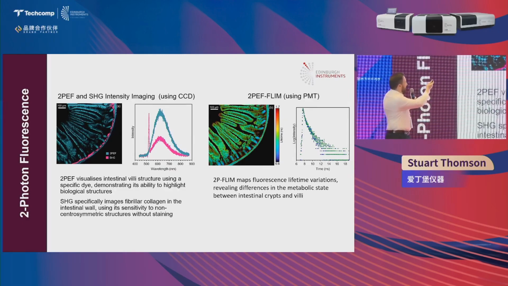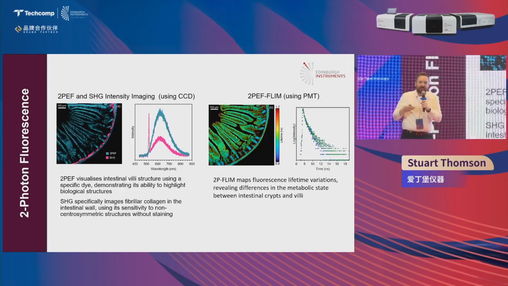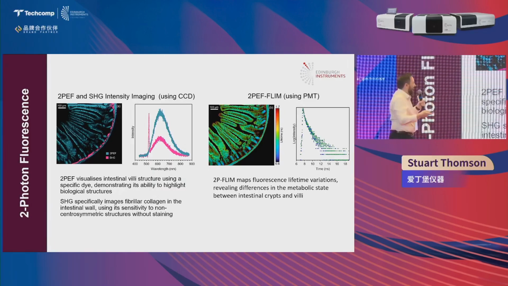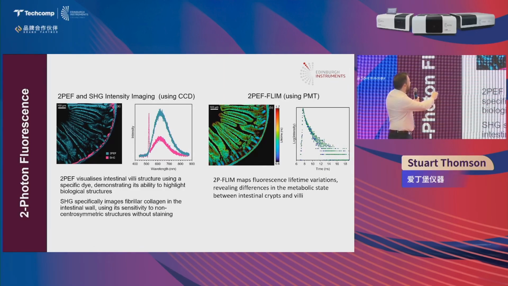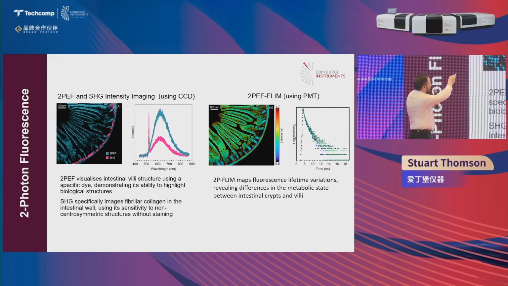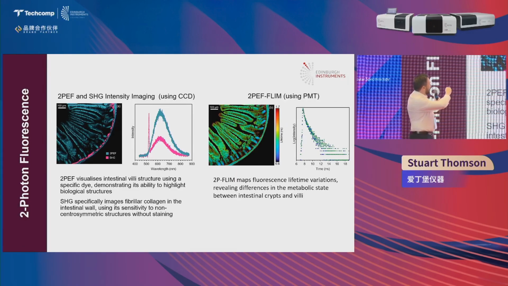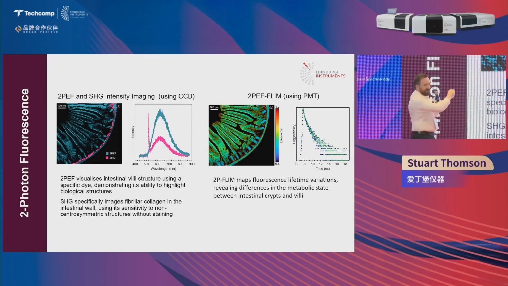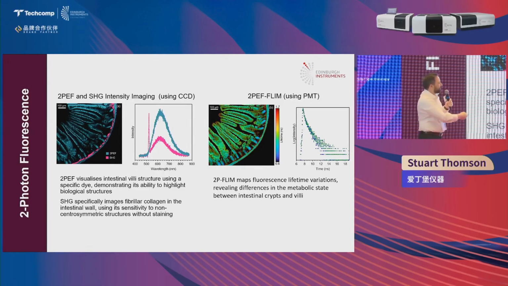So this is an example of an intestine section that's been stained with a fluorescent dye. And in the green region, we can see the villi of the intestine. And then we can also see we've got an additional signal shown in pink, which is second harmonic generation that I'll touch on in a second. And that shows you the collagen and the wall of the intestine.